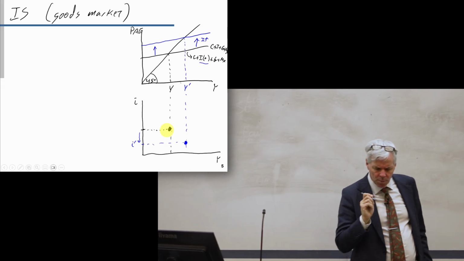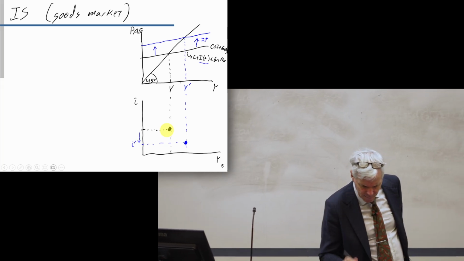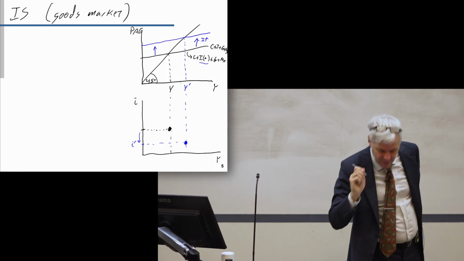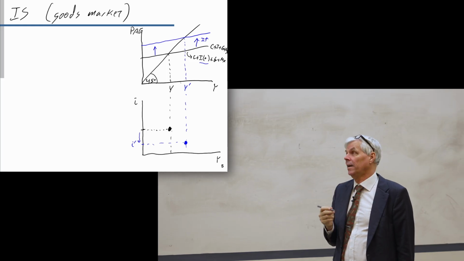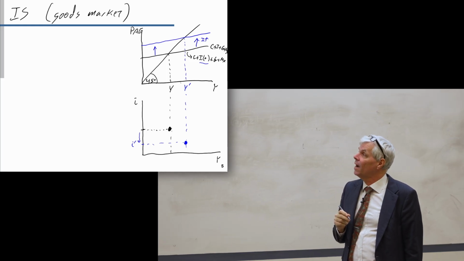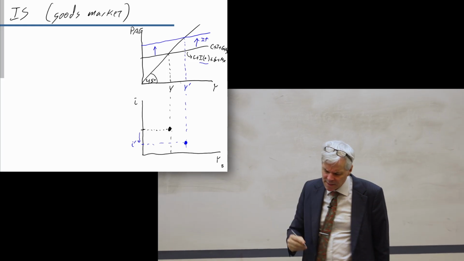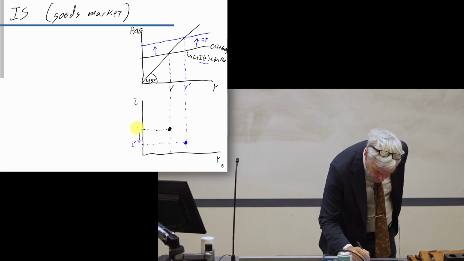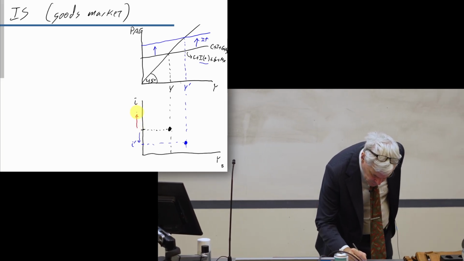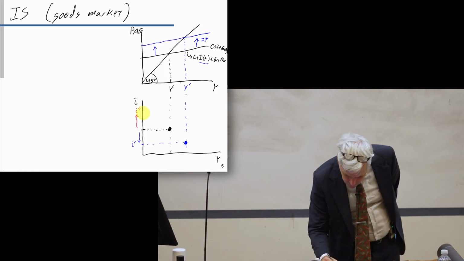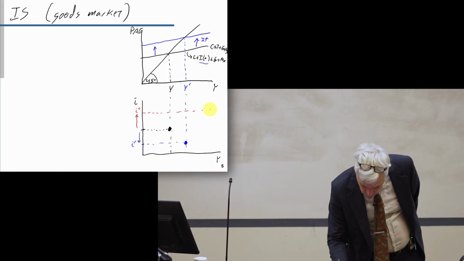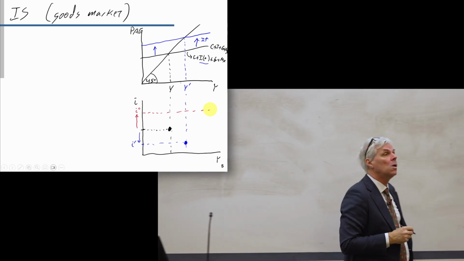I feel like I should do one more. And I feel like this is going to be messy. I know it's going to be messy. It's always messy. I'm going to do my one more in red. And this time I'm going to make the interest rate go up to I double prime. A new higher interest rate. Like so. What happens then?